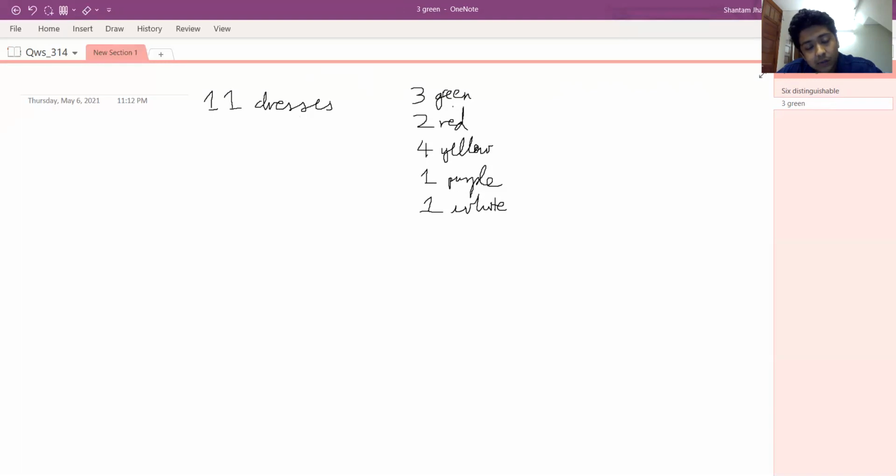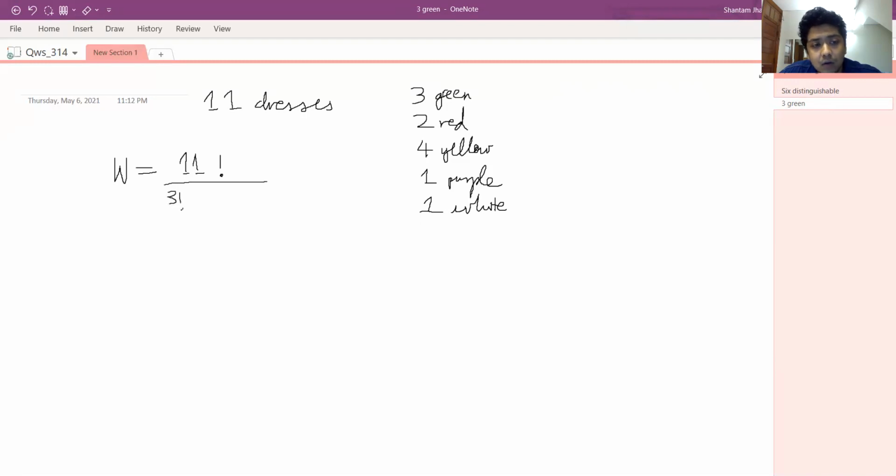4 of them are indistinguishable as well. How many ways can I arrange 11 dresses? Well, as always, I'm going to say there are 11 factorial ways of arranging 11 things, but I would be overcounting for the indistinguishable ones. So I need to correct for that overcounting by dividing by that many factorial.